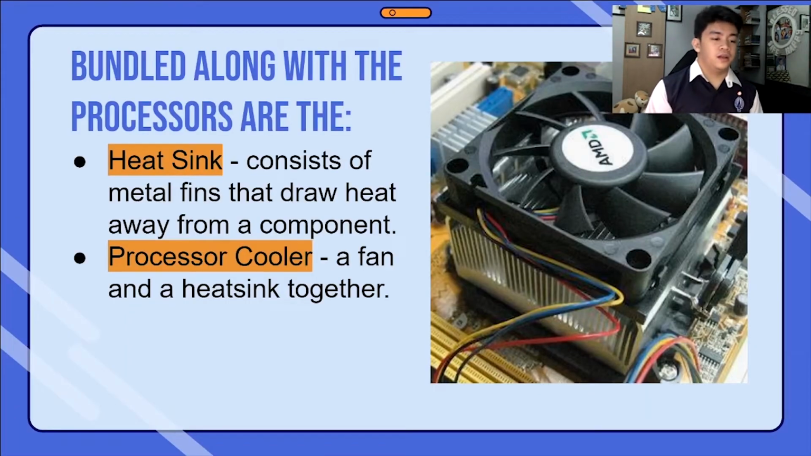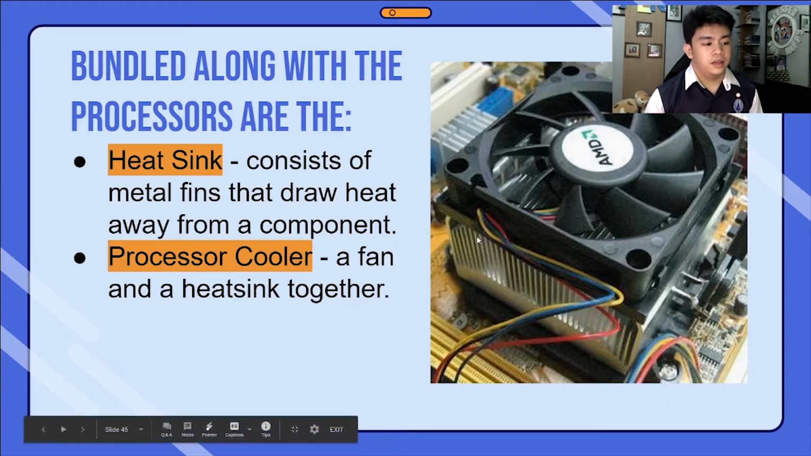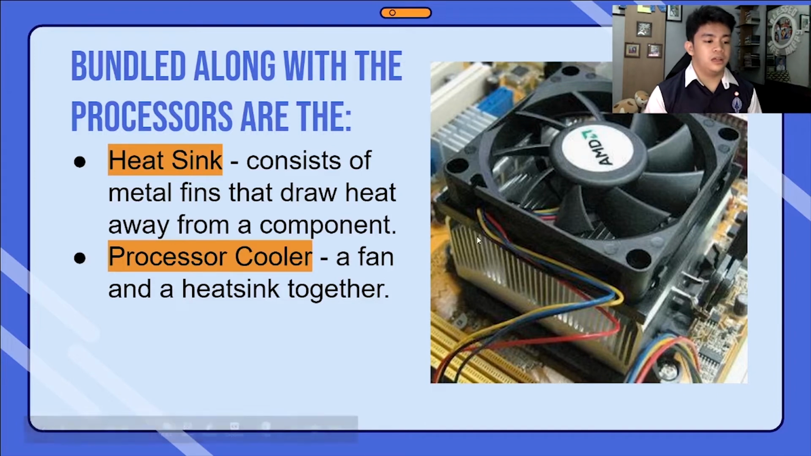The next, bundled along with the processors are the heatsink, which consists of metal fins that draw heat away from a component. So makikita natin itong nasa ilalim ng fan. And then next yung processor cooler, a fan, and a heatsink together. So pretty much itong buong to ay yung processor cooler. And then normally lalagyan natin to ng thermal paste bago natin ito i-mount sa taas ng ating CPU.